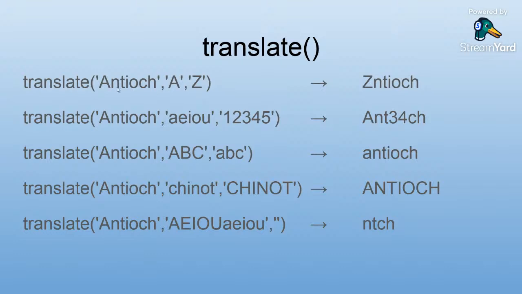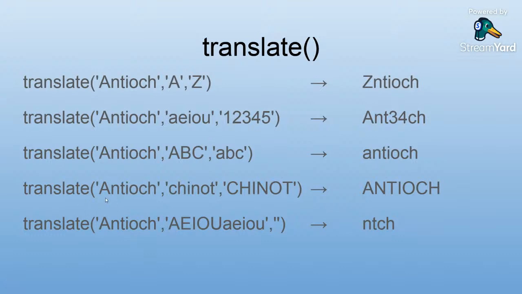So this first one is saying find all instances of uppercase A and replace them with an uppercase Z. Why you would want to do that, don't know, but you end up with Zntioch. This is saying find all instances of the vowels A, E, I, O, U and replace them with the numbers 1, 2, 3, 4, 5. Only in lowercase, I should have said. And so it leaves the A alone, but the I and the O get replaced with 3 and 4, respectively. Again, don't know why you would want to do any of these things, but this is just to demonstrate how the translate function works.